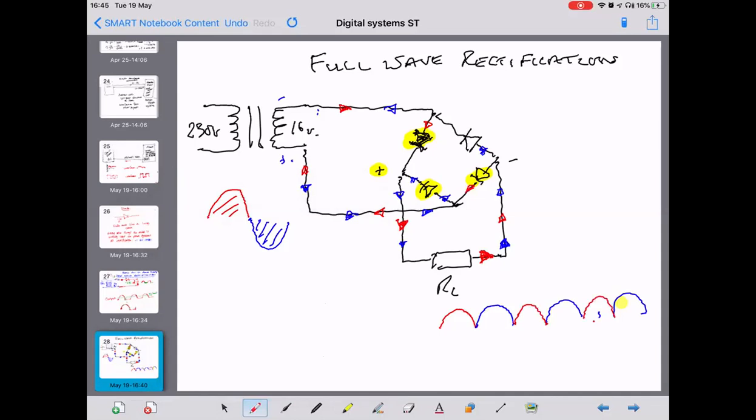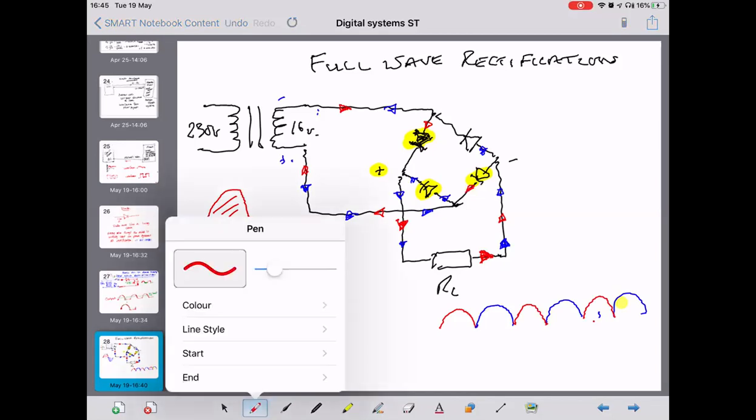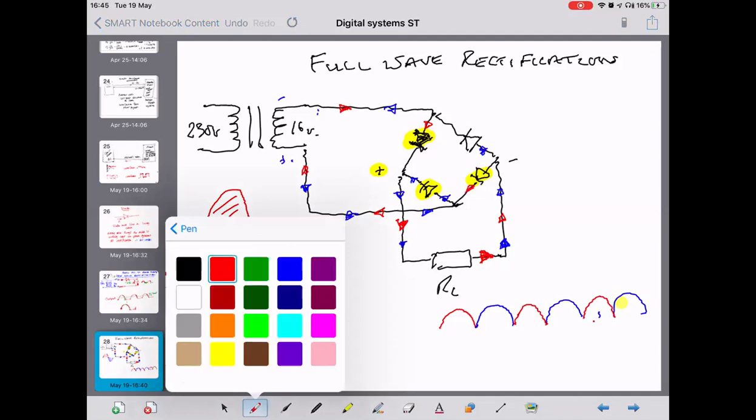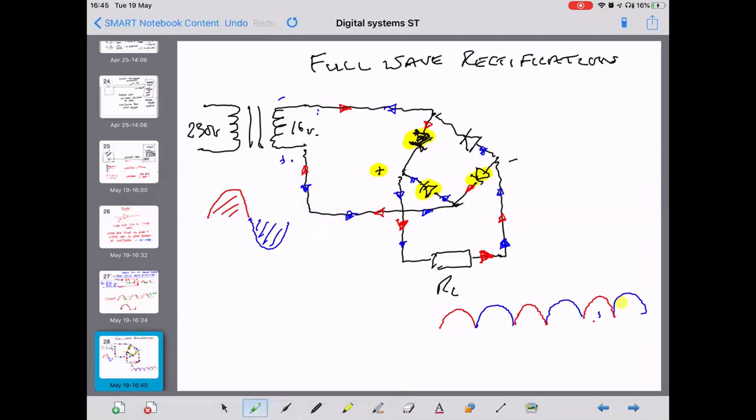Yep. And for fairly obvious reasons, the DC level that you would get from that is much higher, up there somewhere. Yep. So if you measured the output with a meter, you'd measure that average DC level. All right. So that's the difference between full wave and half wave rectification using diodes.